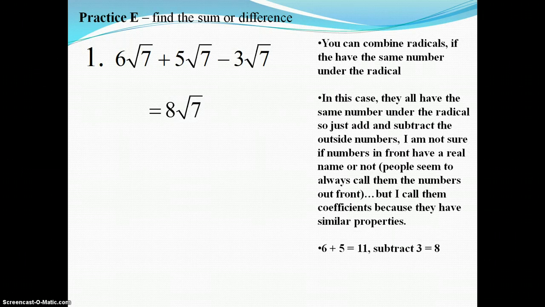Now, just like when you're combining like terms, the variable doesn't change. Well, in this case, the square root doesn't change. It stays the same. The only number that changes is the one out front.